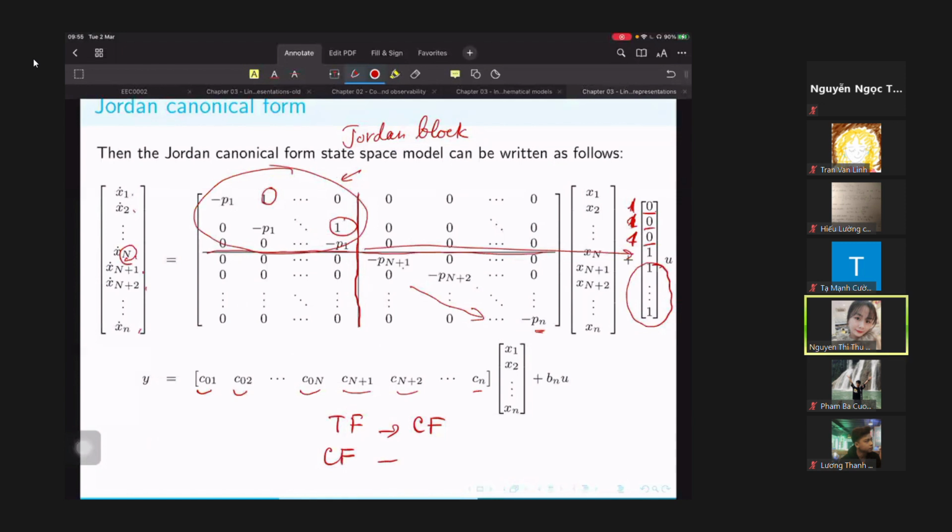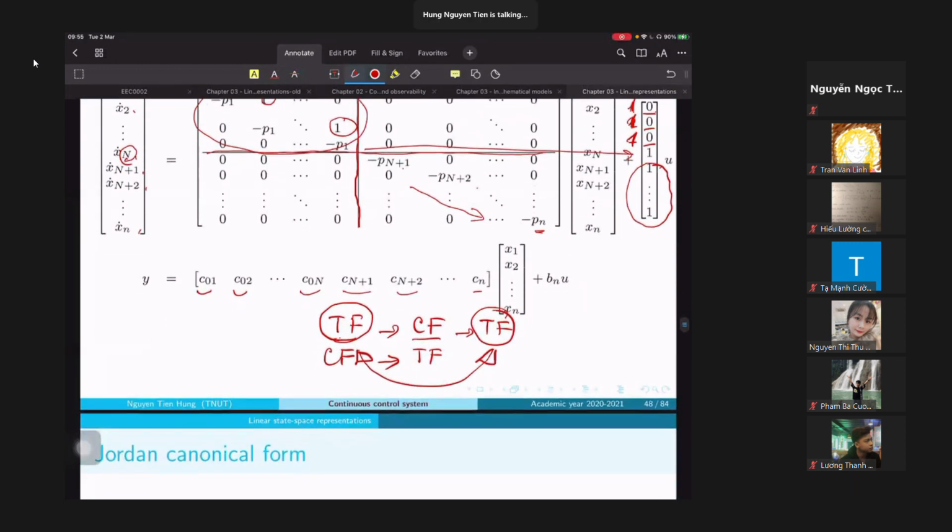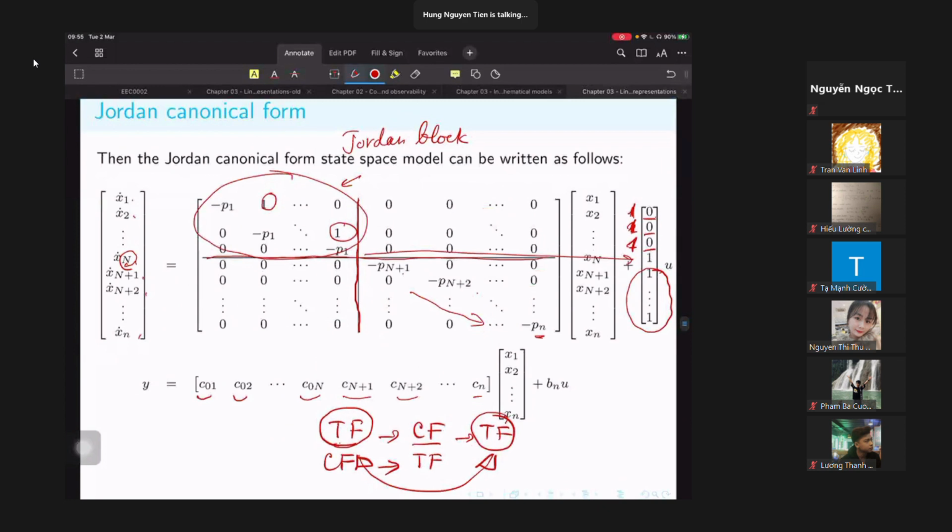We will transform it back into the TF to check whether it is correct or not. From the transfer function we get the canonical form, and now we take the inverse transform back to the transfer function to check. Of course, this should be this. They have to be equivalent. So this is the way we check whether or not we represent the system correctly.